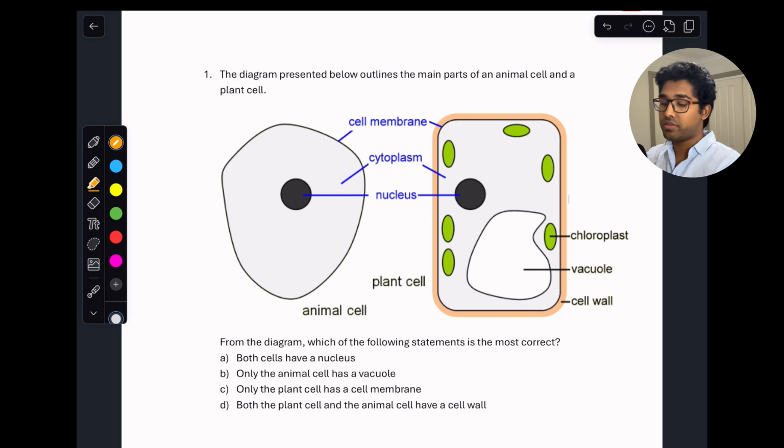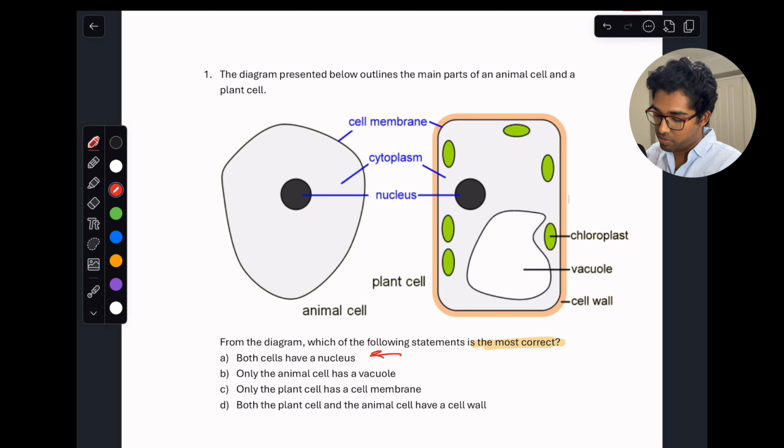The top students I have, the first thing they do is they just quickly skim through the different options. So they don't even look at any of the diagram or anything like that. They just jump right into what the question's asking. So from the diagram, which of the following statements is the most correct? Okay, so which of the following statements is the most correct? So what statements are we given?